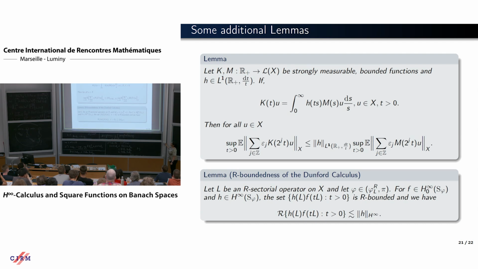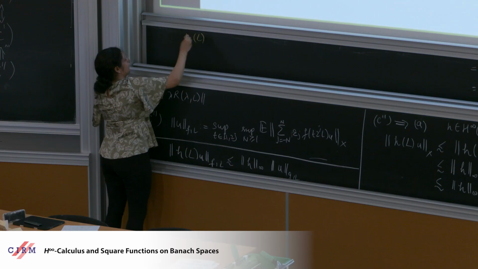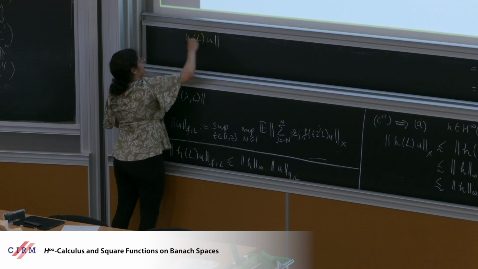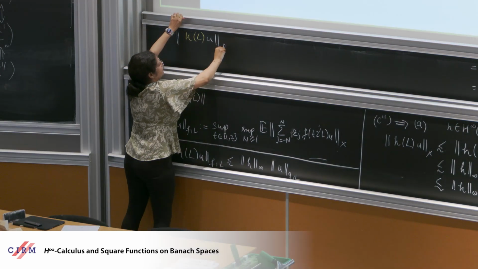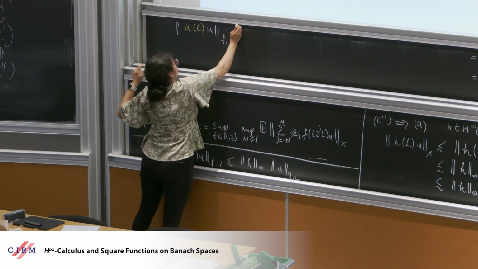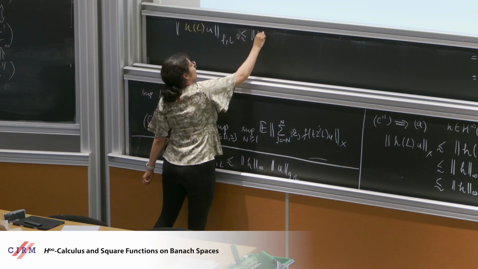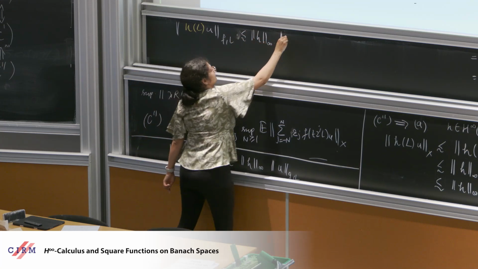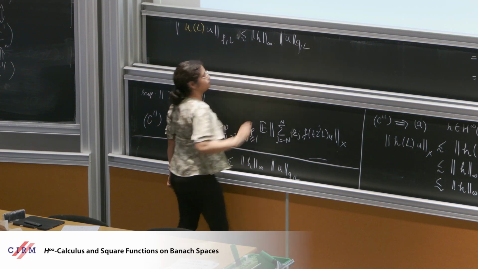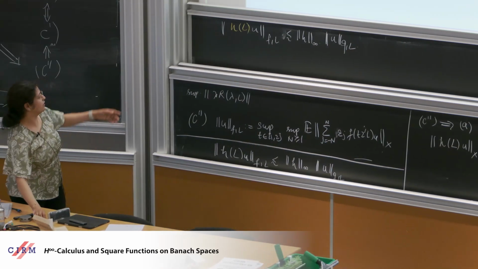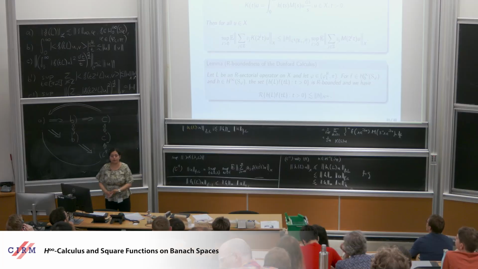You can apply the R-boundedness of the Dunford calculus here, the R-boundedness of the set h of L, f of TL, and you can control the case for the operator h of L. I think I should show you that f of L is controlled by the H infinity norm of this and the GL norm of the estimate that we wanted. So this will give you the proof of the lemma.